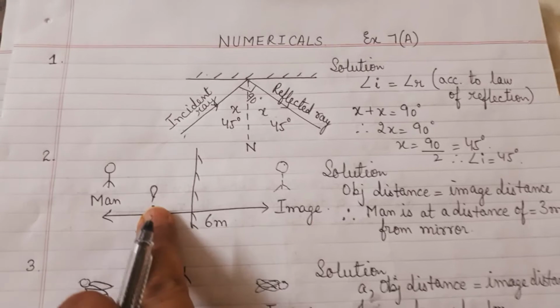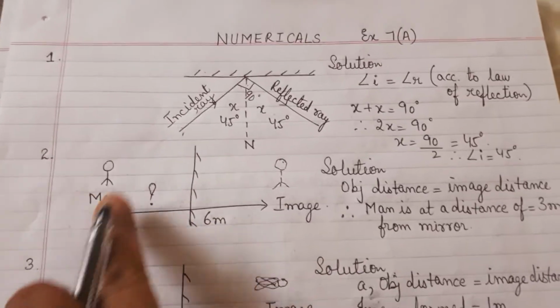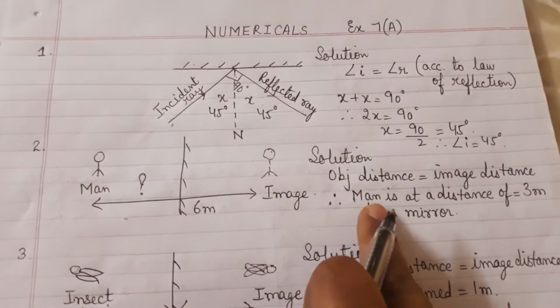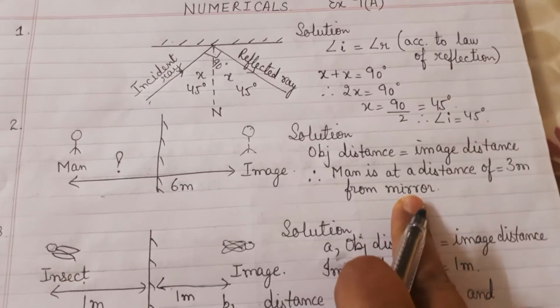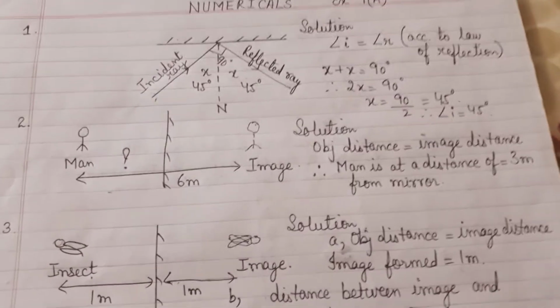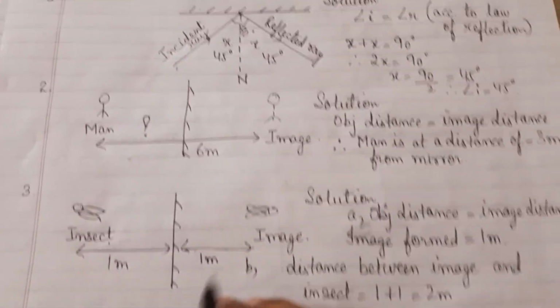So what would be the distance of the man from the mirror? It would be 3 plus 3. That is, the object distance is equal to image distance. So therefore, the man will be standing at a distance of 3 meters from the mirror. Okay, let's move to the third numerical.